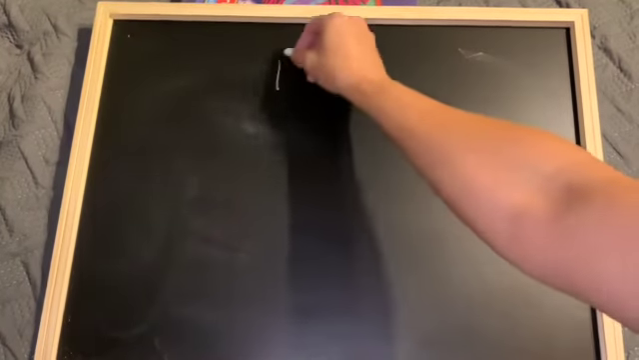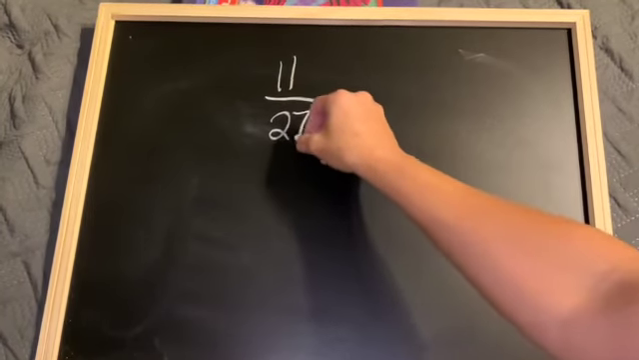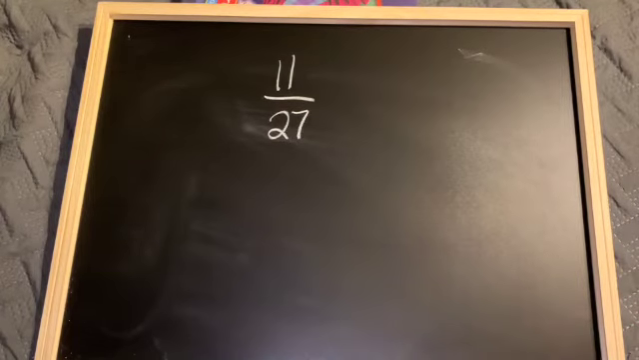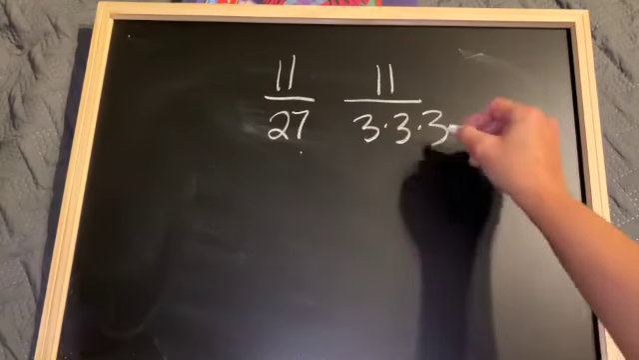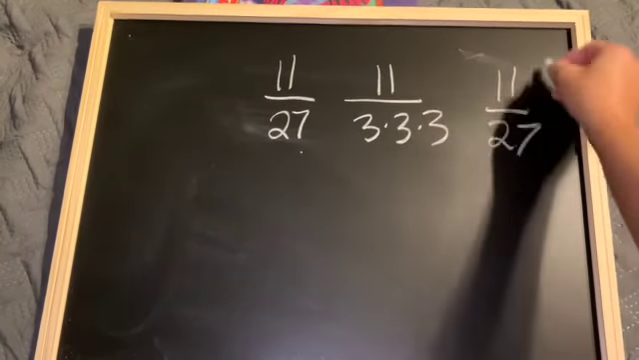Now let's do another one. 11 over 27. Now we know 11 is a prime and 27 equals 3 times 3 times 3. But there's no common primes to factor out, so 11 27ths is already in lowest terms.